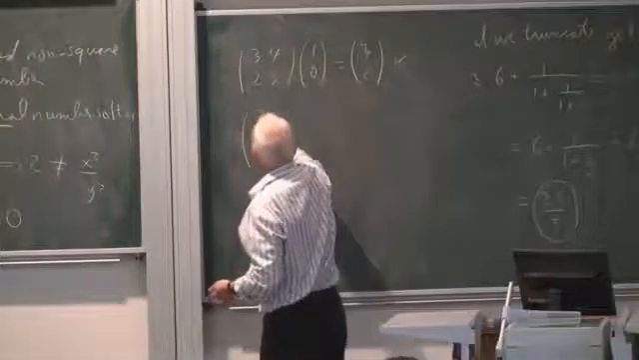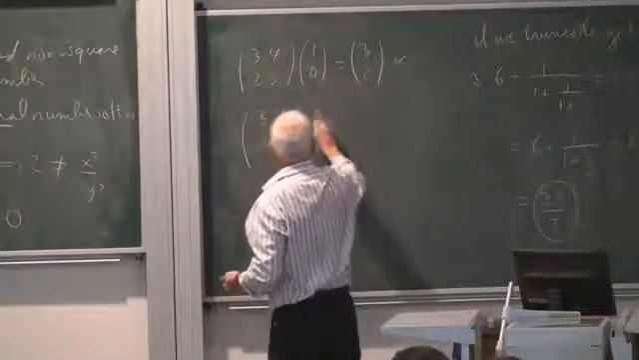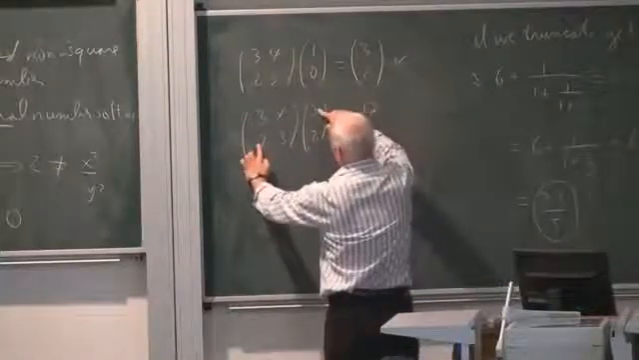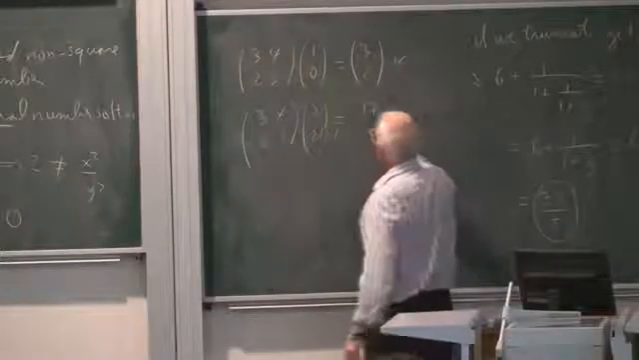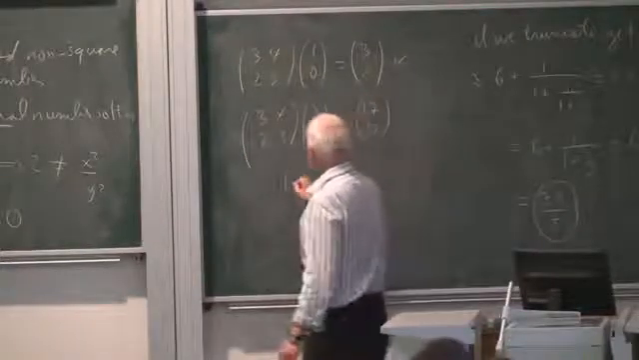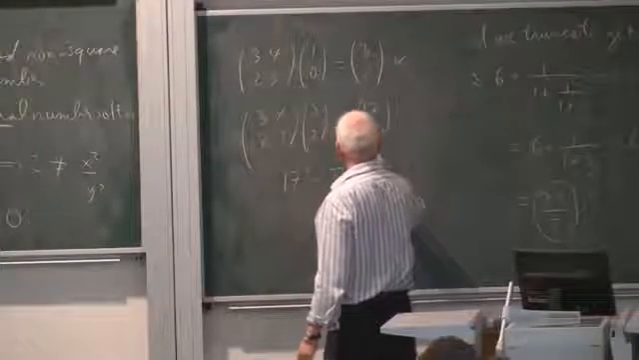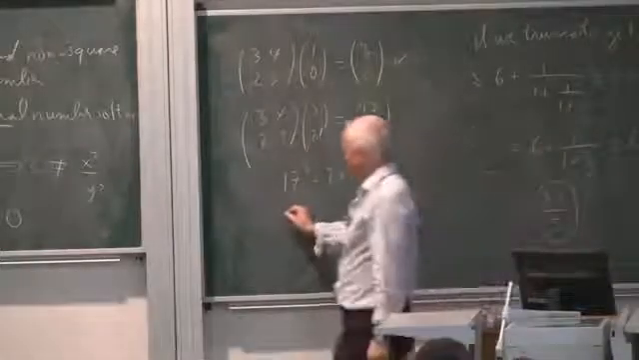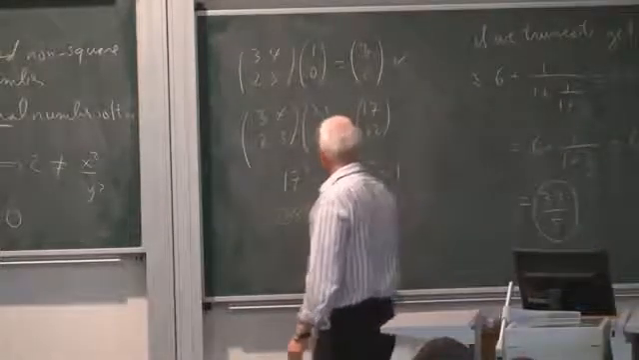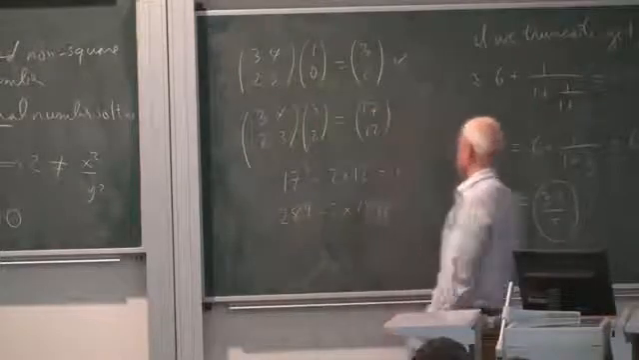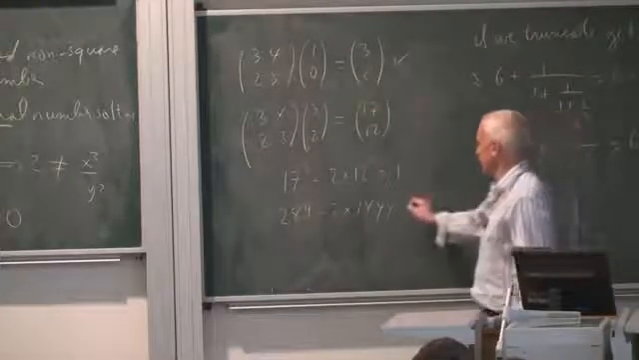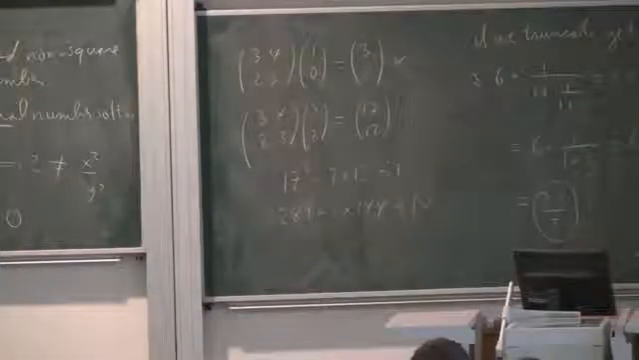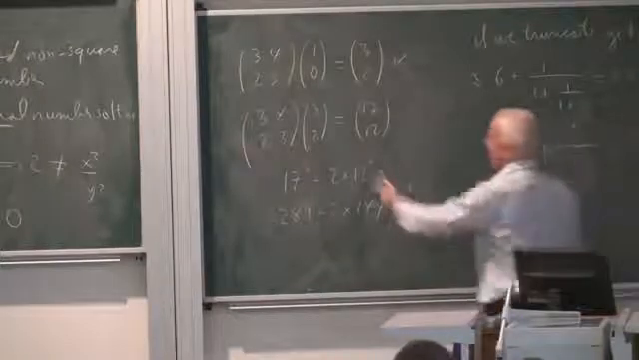How about if we apply it again? The matrix (3, 4; 2, 3) times (3, 2). Well, now it's 9 plus 8, that's 17. And 6 plus 6, that's 12. Is it true that 17 squared minus 2 times 12 squared equals 1? 17 squared is 289 minus 2 times 144. That's equal to 1. And you can keep going, generating more and more solutions in this way.